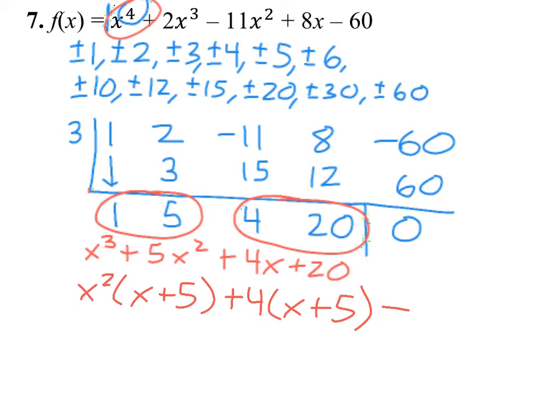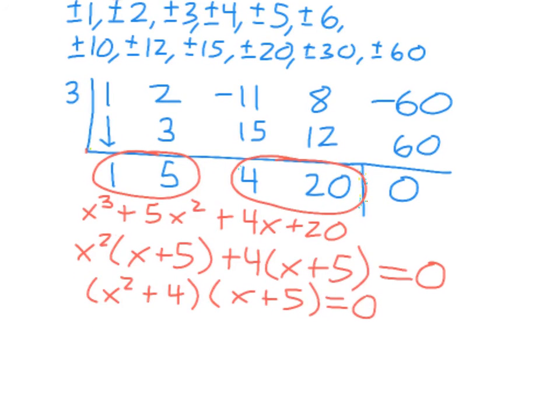We're finding the zeros, so that means set the equation equal to 0 and solve. So it's x squared plus 4 times x plus 5. So if I solve this one, I would get -5. If I solve this one, I would get plus or minus 2i.